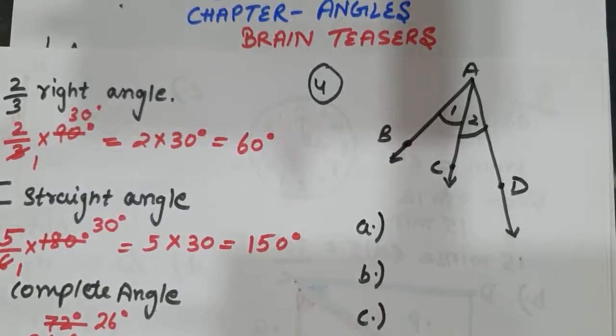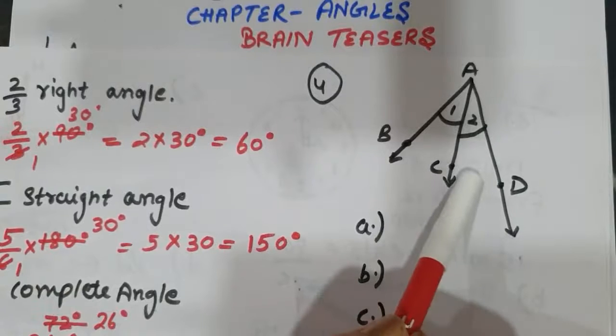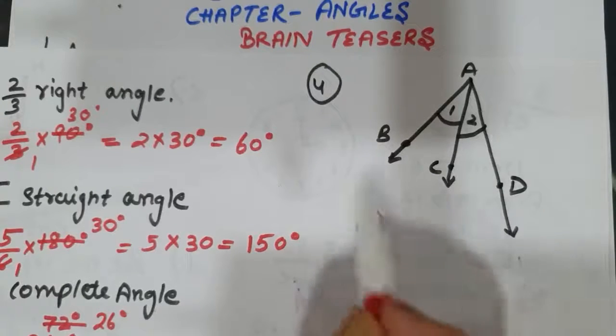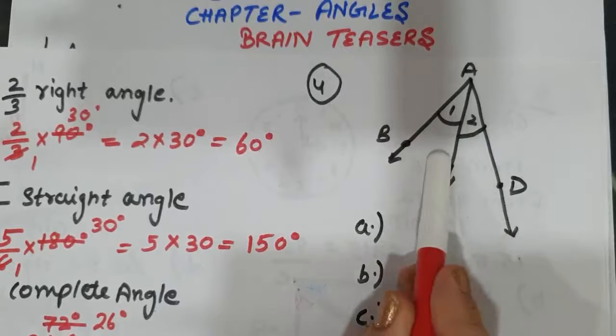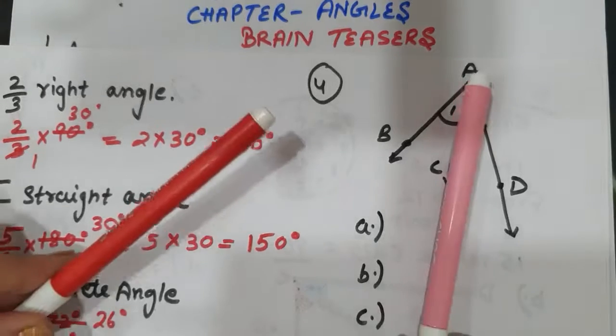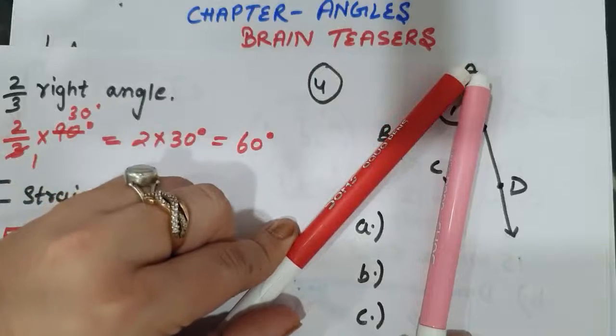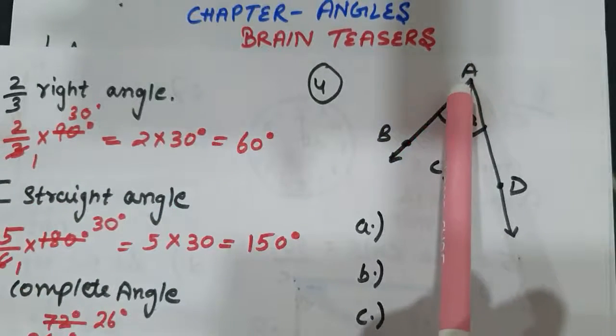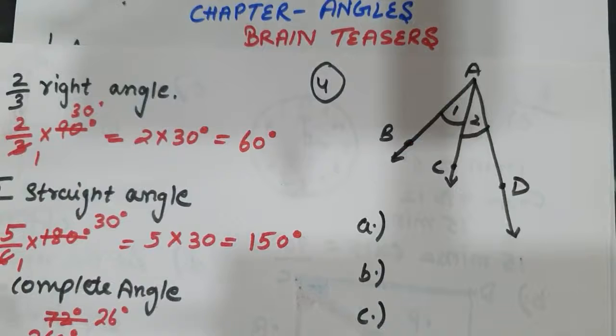Now next question. One figure is given over here. We need to answer a few of the questions related to this figure. Question number 1 says, the vertex of angle 1. How will we find the vertex of angle 1? The point where both the arms of the angle meet is known as the vertex. So if we talk about angle 1, this one is angle 1. These two arms are meeting at this point, that is A.